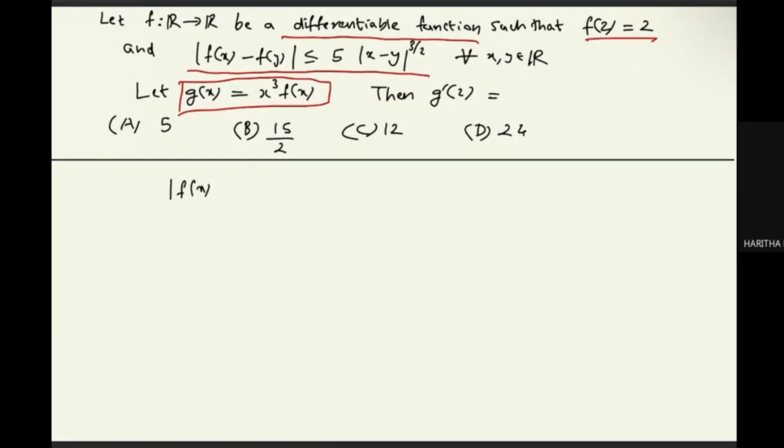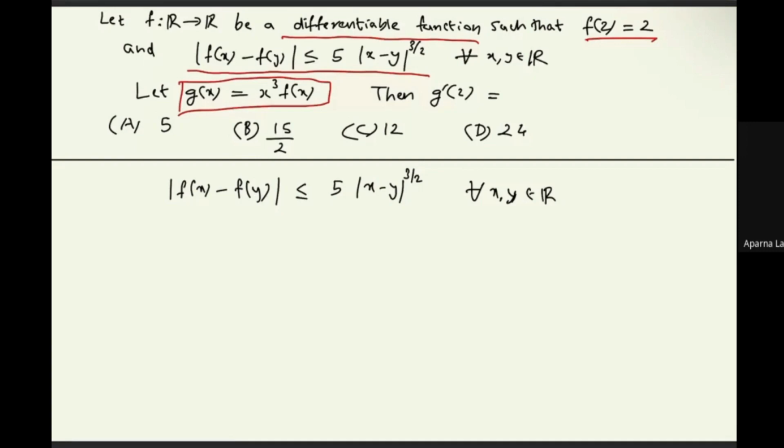So this is the inequality. The interesting thing is that this is true for all x and y in R, not just for some x and y. It's true for all x and y. So any idea? We divide by x minus y. Okay, so that is what made you think that way?